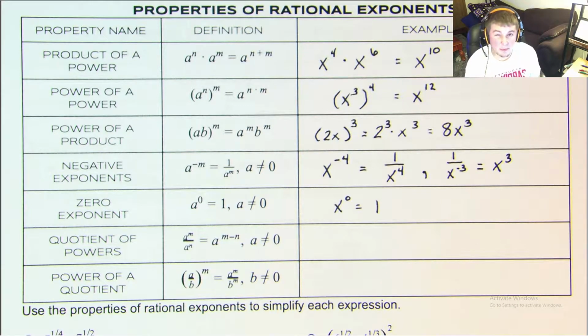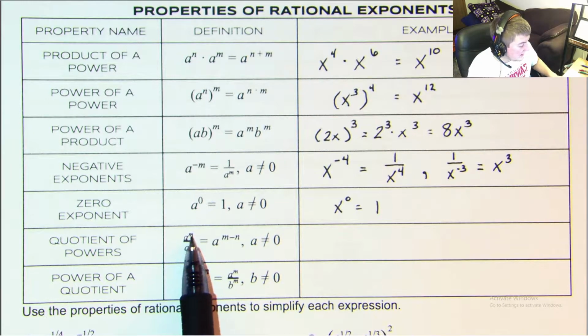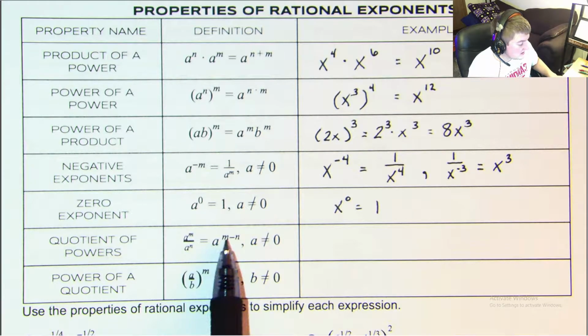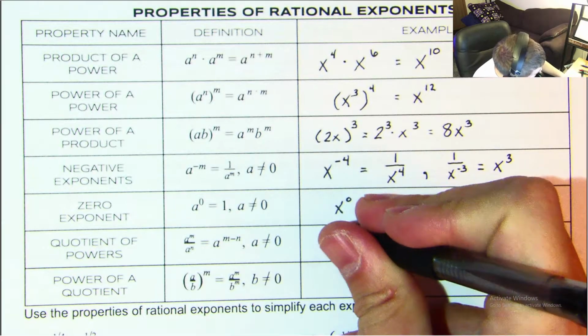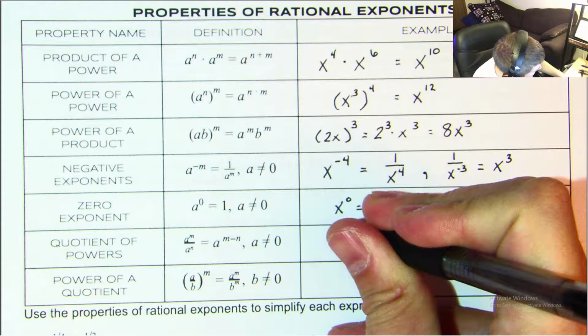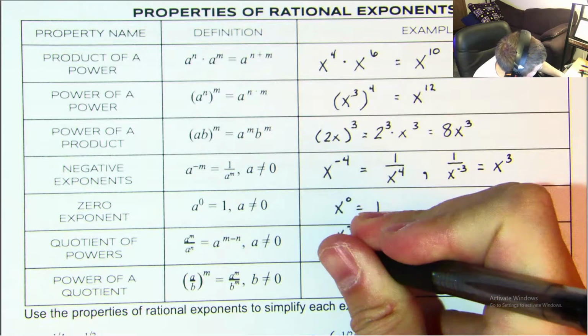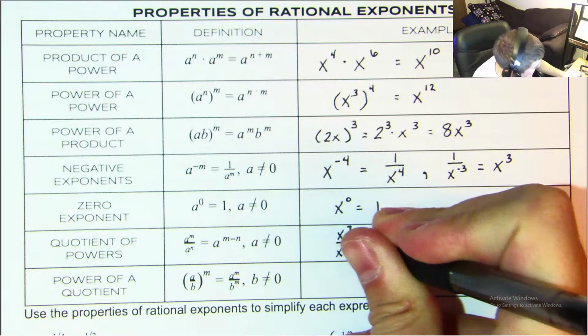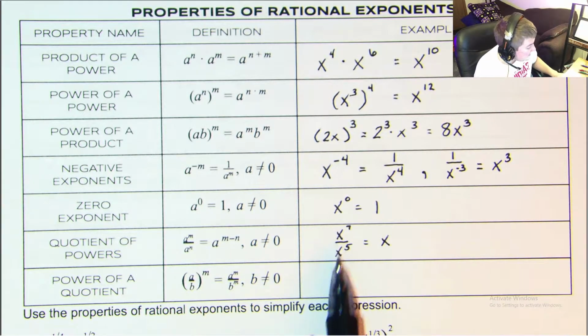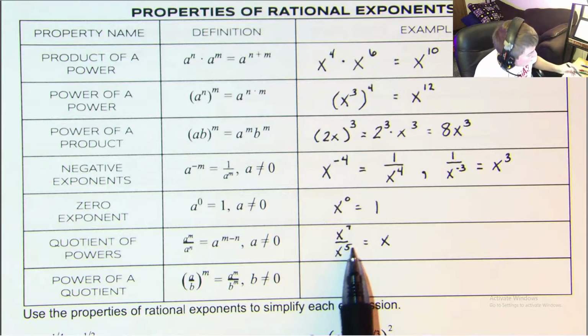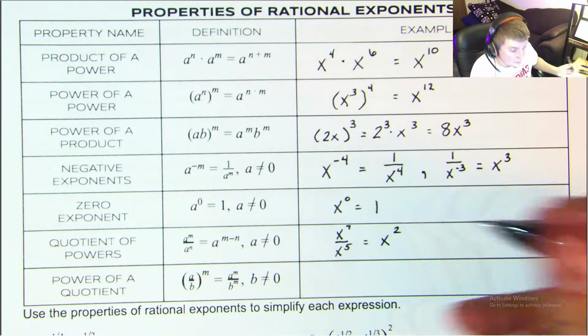Okay, there's a couple division properties. So quotient of powers: if I have the same base, a to the m power, and I'm dividing by a to the n power, well, I can just keep my base and subtract my exponents. So if I have x to the 7th power, and I'm dividing it by x to the 5th power, I get to keep that base because I have the same base, but my exponents I'm just going to subtract. So this would just be x squared.